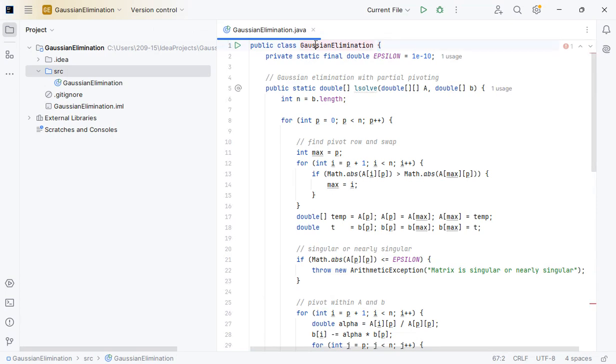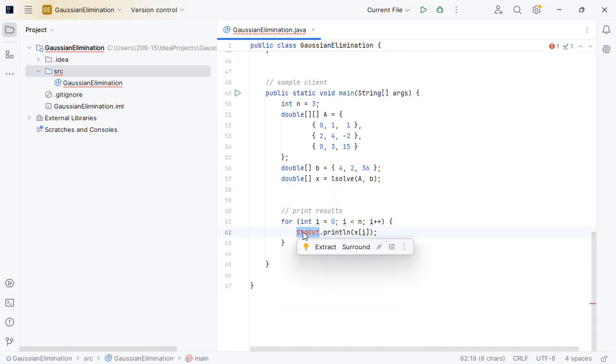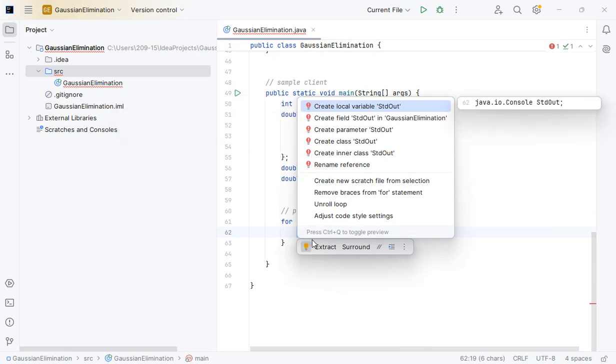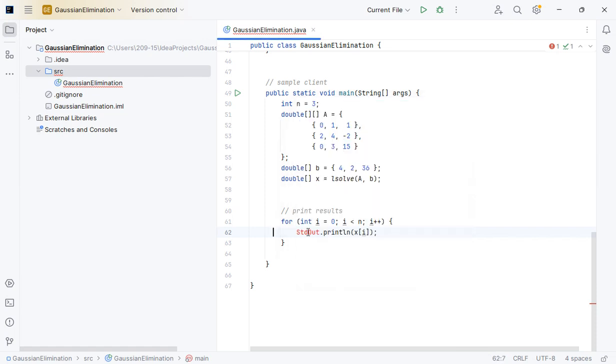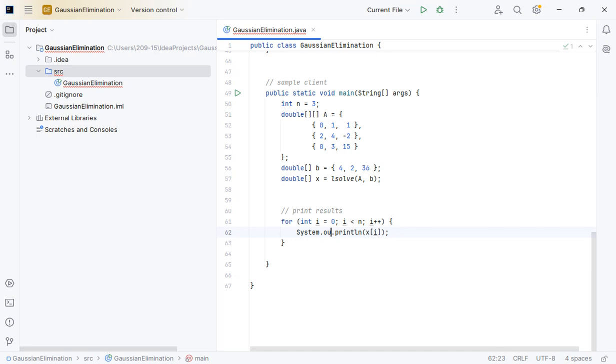And here you see Gaussian Elimination. If you have some kind of red here, then you have to copy the name. But I'm having red underlined not because of this. I'm having it because here I saw there was some kind of error. It's like std out. We usually don't have it in Java. We write System.out.println. So here we write System.out.println, and now I think everything is okay.